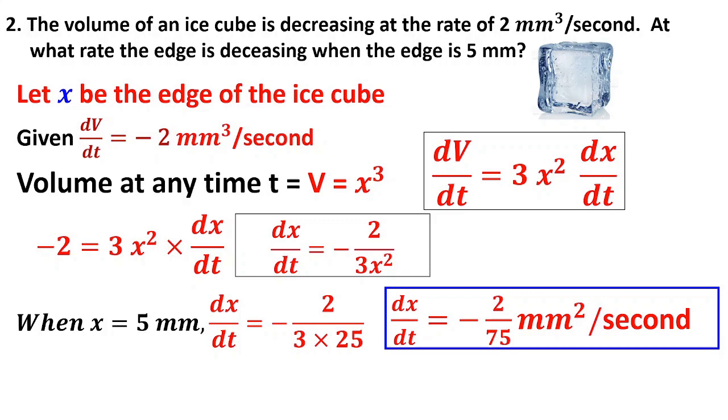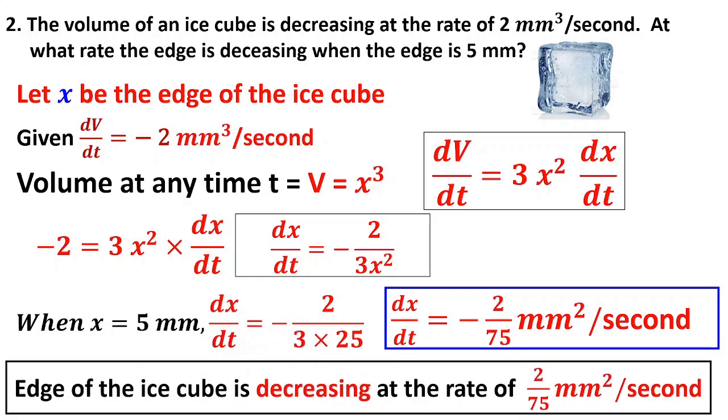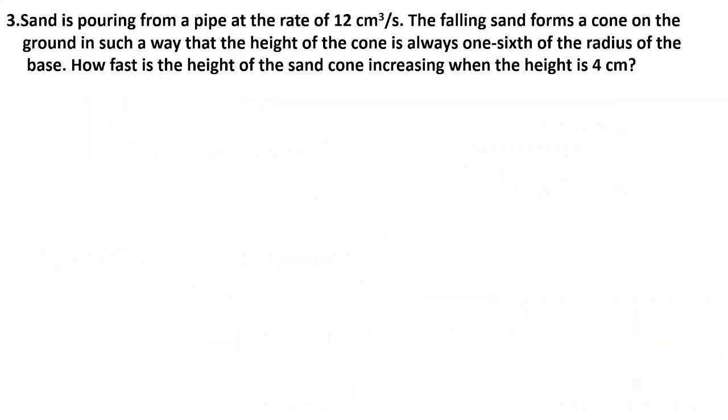When you want to give the answer as decreasing, when you use the word decreasing, then you should not use the minus sign. It will be 2 by 75 millimeter per second. Well, please see the difference. dx by dt is minus 2 by 75. Whenever you are using the word decreasing, only 2 by 75.